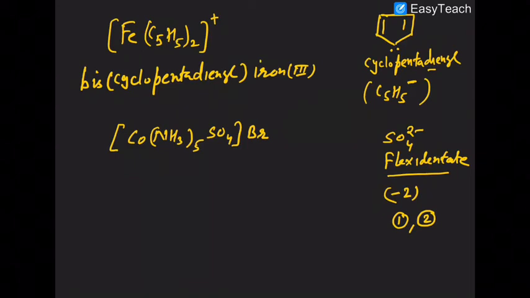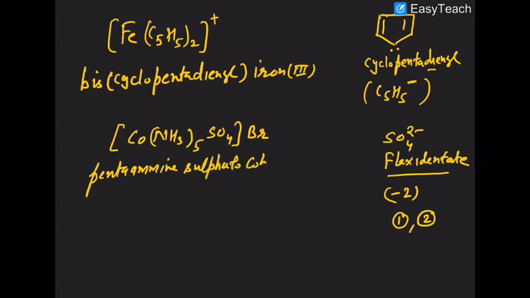Okay, so cobalt here is in +3 state. So how will you pronounce the name? Here the cation is the complex, so you will write first pentaamine sulfato cobalt 3, and then the name of the anion, that is bromide. Remember that sulfate is a flexidentate ligand, so it can either form one coordinate bond or two coordinate bonds. Depending upon the choice, you can do that.